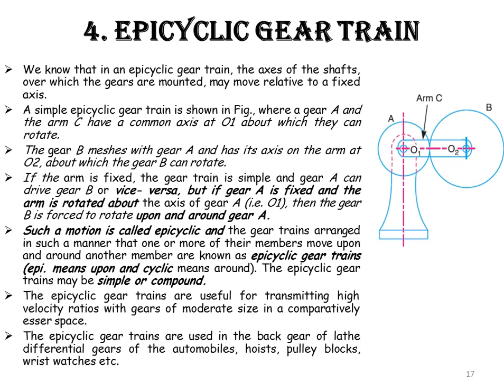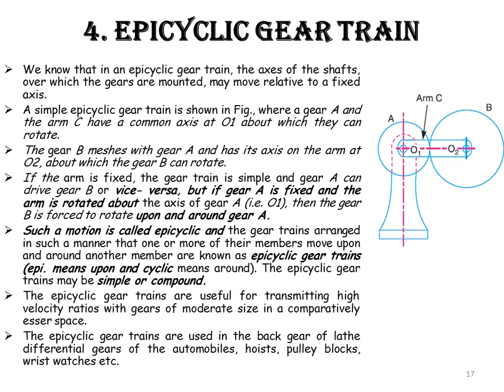A simple epicyclic gear train, as you can see in the figure, has a gear A and a gear B, with an arm C common to both. You can see the centers O1 and O2, which belong to A and B. The gear B meshes with gear A and has its axis on the arm at O2, about which gear B can rotate.